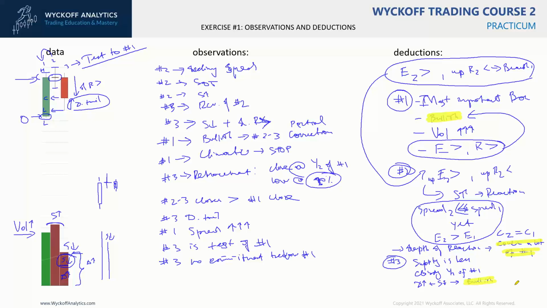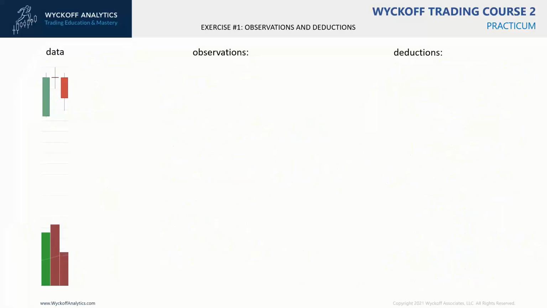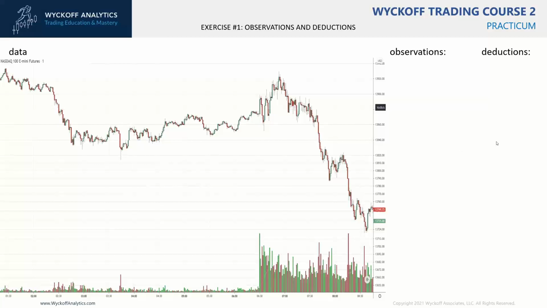So hopefully you could see from this exercise how deeply we might think about observations and deductions, and how necessary it is for us to do exactly that. Now, the problem, and I was discussing this with, I think it was Franz today, is that we don't have just 3 bars on the chart. We have this. So how about doing this exercise now with the data that I'm giving you now?